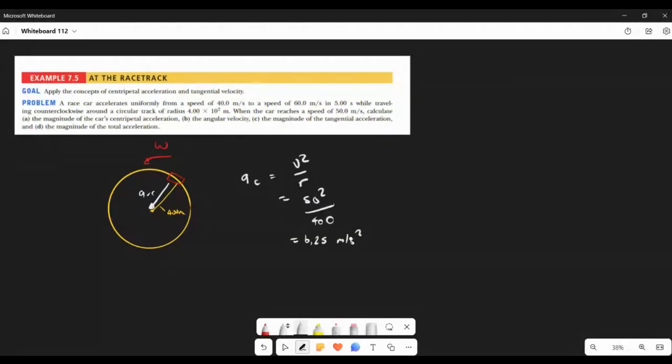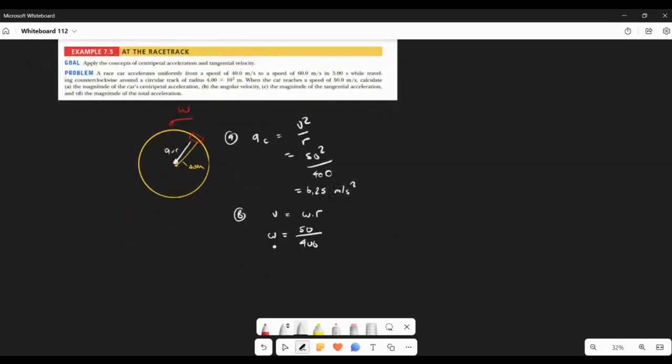they're asking for the angular velocity, and that's also quite simple. We know that v equals omega times r. In this case, we have the velocity and we have the radius. So omega will simply be 50 divided by the radius of 400, and we can get our radians per second quite easily. So we're going to get this value here. Can someone quickly give that to me?